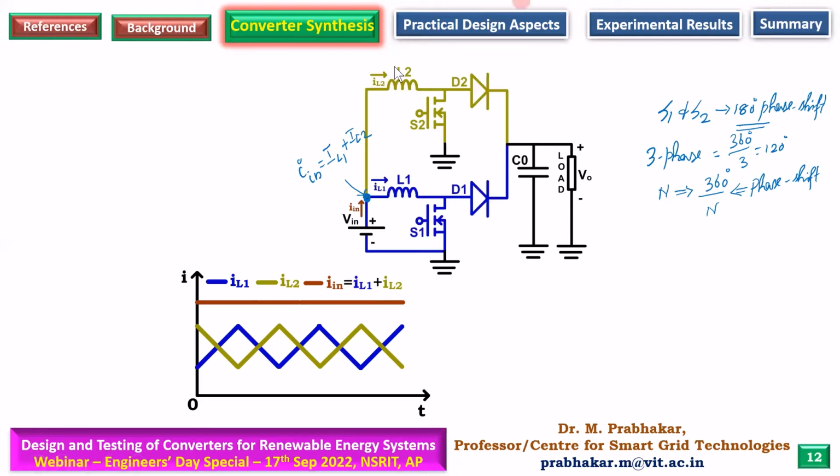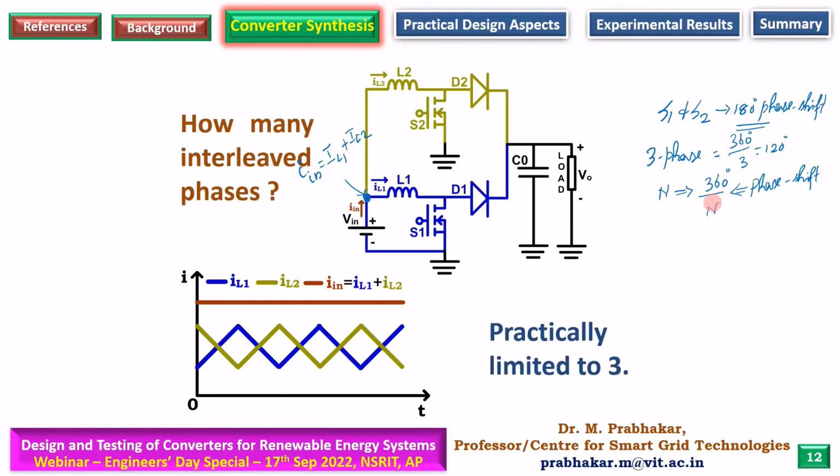Quite easy to understand because in a two-phase IBC, S1 conducts for 180 degrees, S2 conducts for another 180, 360 degrees by 2. In a three-phase, three switches will conduct for 120 degrees. Similarly, in a 10-phase, each switch will conduct for 36 degrees. So 36 degrees is just 1/10 of the entire time duration, which means we are wasting the switch. The remaining 9/10 of a period, we are not using that switch. So there is a limitation.